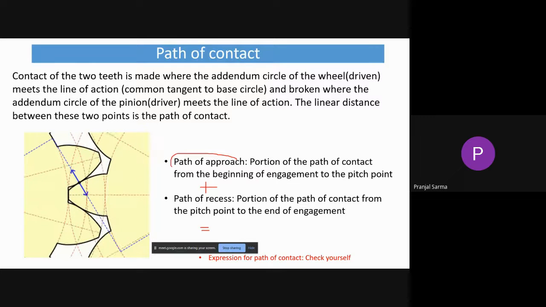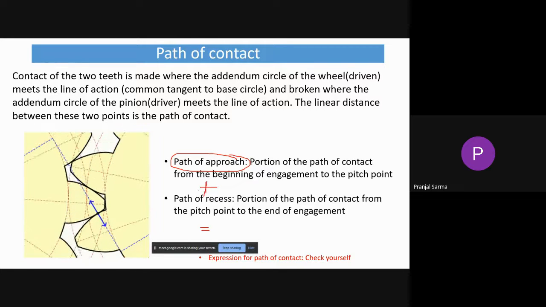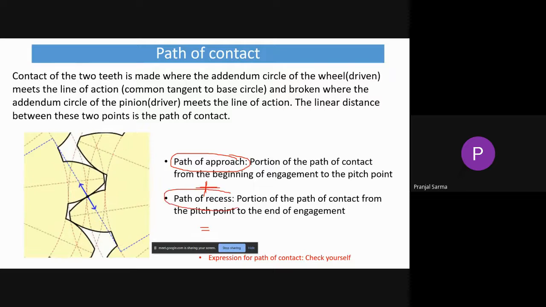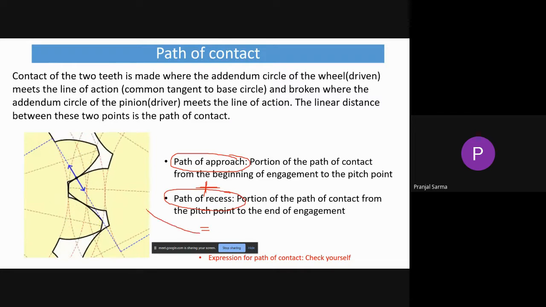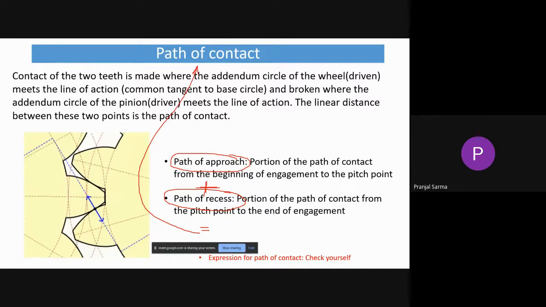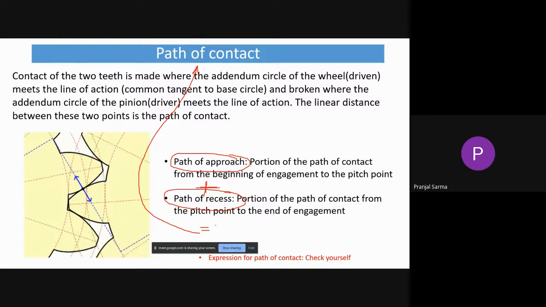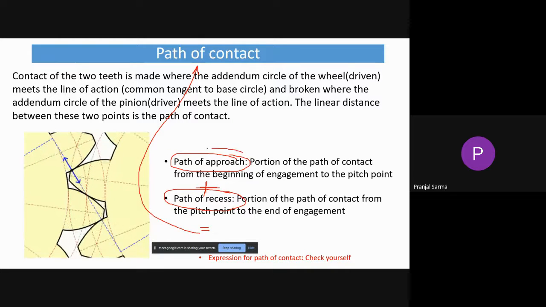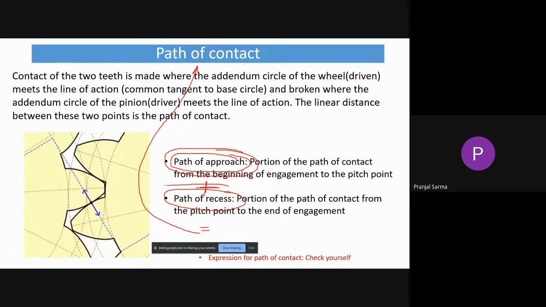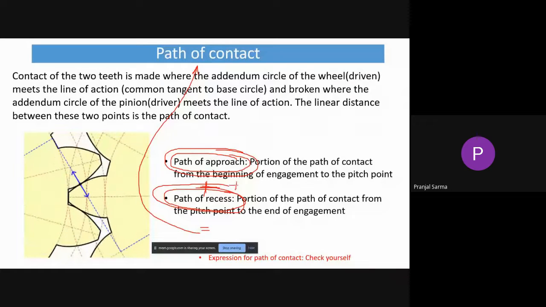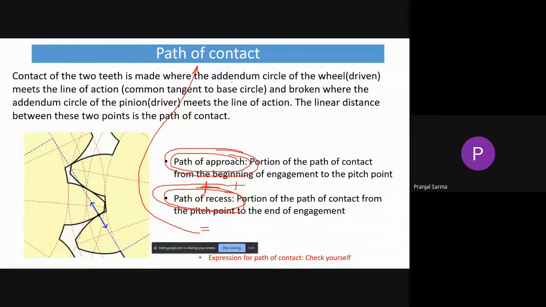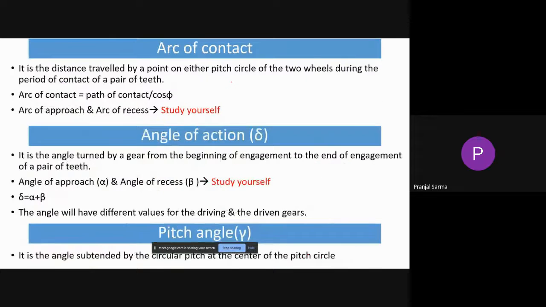Path of approach plus path of recess equal to how much? Equal to the total path of contact. Yes or no? Path of contact is made of these two parts. First, path of approach plus path of recess. If we add these two up, then we are going to get the path of contact, the total contact. So this is linear one. Okay.